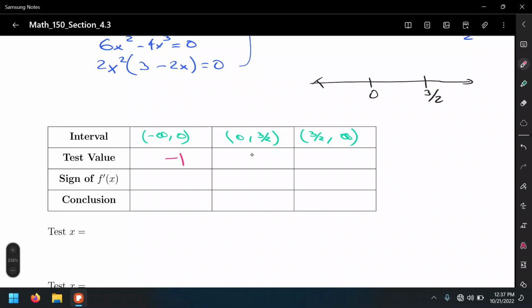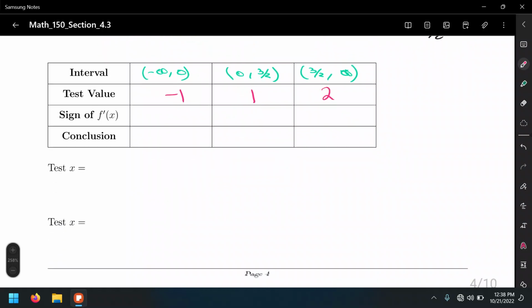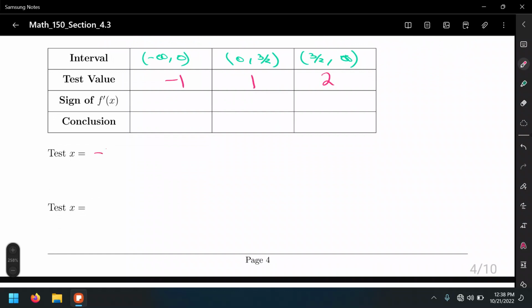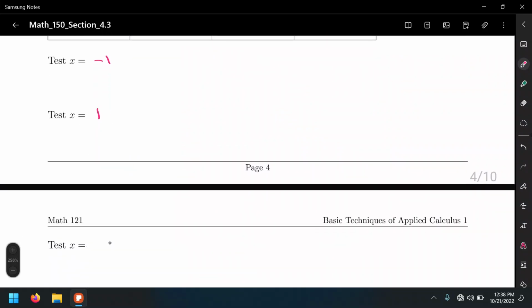1/2? Well, how about 1? Because it's an integer. I mean, 1/2 is fine, but when it comes to plugging into the function, that's going to be an issue with the fractions. And then between 3/2 and infinity, about 2. So we're going to test x equals -1, x equals 1, and on the next page I have space to test x equals 2.